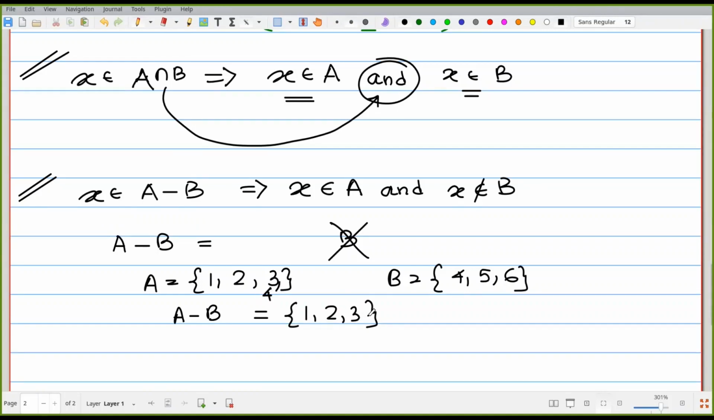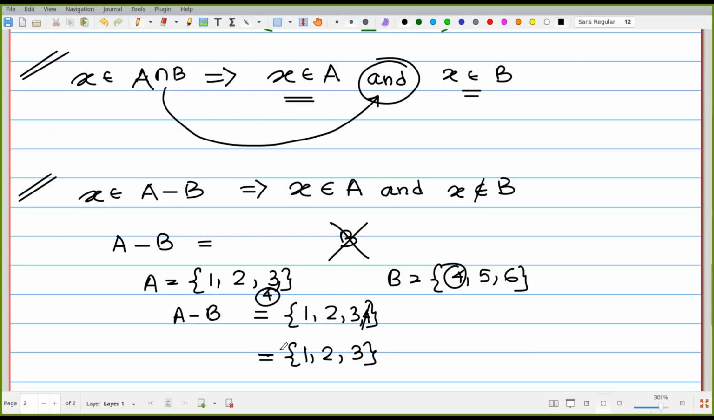So 1, 2, 3, 4 I have written, but the 4 is common to both. So we are removing the 4. So A minus B means 1, 2, 3. So that is the thing, that B has been removed very easily. That is the first thing.